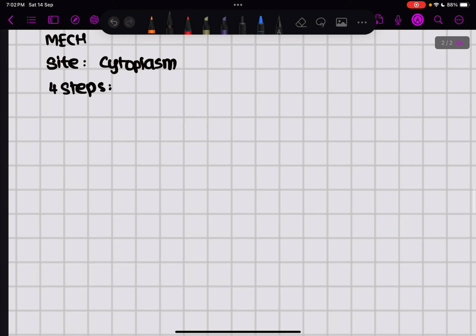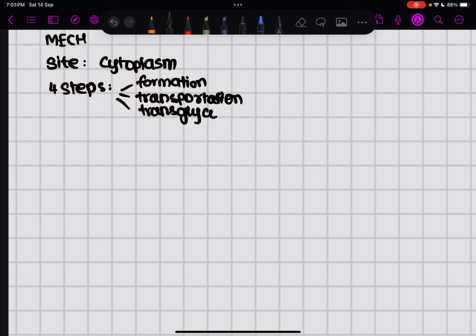The four steps are formation, transportation, transglycosylation or polymerization, then cross-linking.